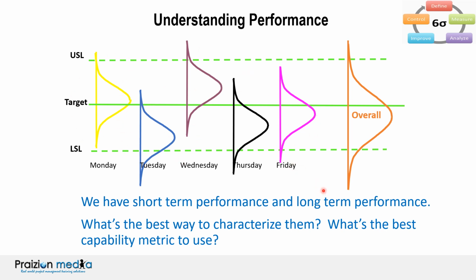Customer will not say that your average is good. Customer will say what I am getting is bad. I am getting something good on Monday, but I am getting something awful on Friday. I am not going to do business with you. Which metric will you be using? Will you be using the short-term metric or long-term metric? I'll leave the answer to you, what you will say.